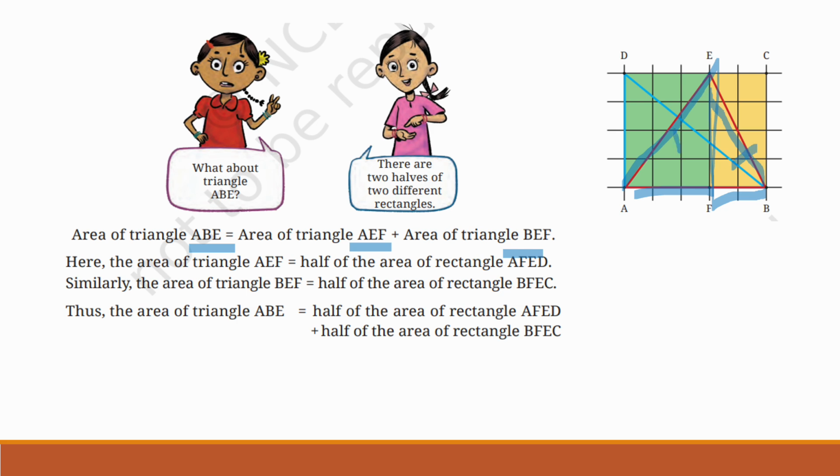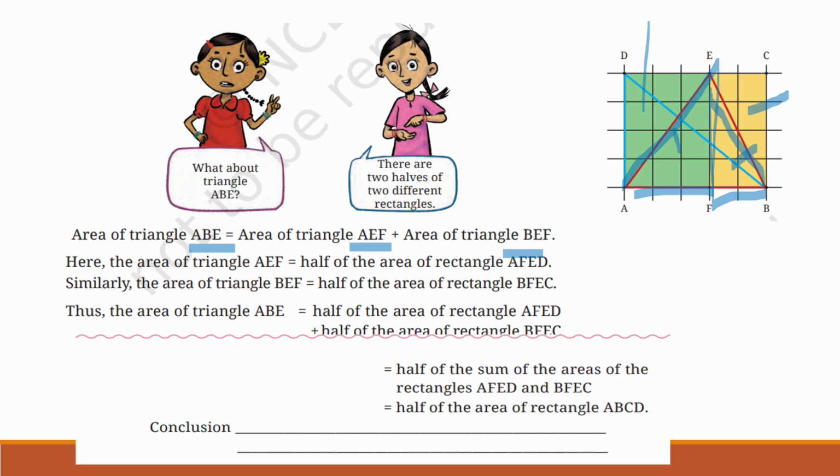Here, the area of triangle AEF is equal to half of the area of rectangle AFED. Similarly, the area of triangle BEF is equal to half of the area of rectangle BFEC. Thus, the area of triangle ABE is half of the area of rectangle AFED plus half of the area of rectangle BFEC. That is half of the sum of the areas of the rectangles AFED and BFEC, that is, half of the area of rectangle ABCD.